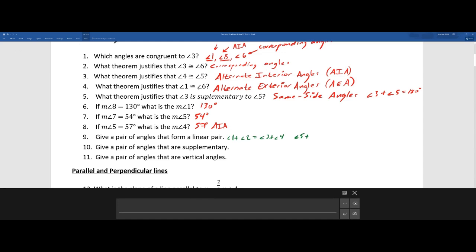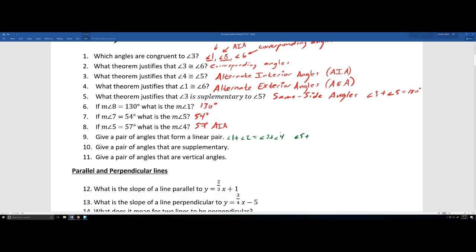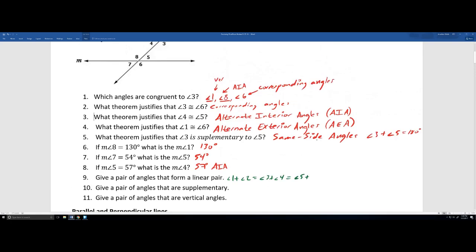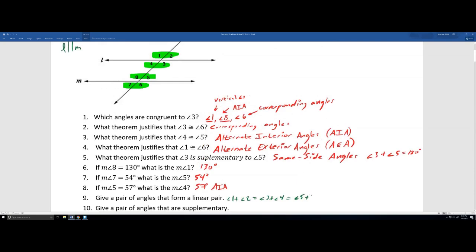It's okay. There we go. And then angle 5 plus angle 8, which should equal angle 6 plus angle 7. And those should all equal 180 degrees. Okay, so that's the idea of linear pairs.